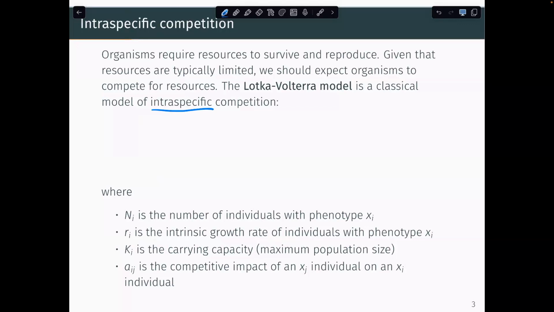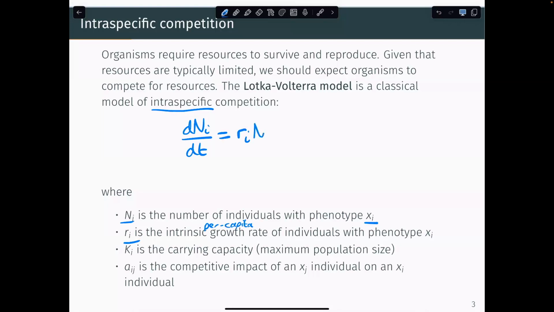Okay, so the equation for this is dn_i/dt, where n_i is the number of individuals with a particular phenotype. The phenotype I'm just going to refer to as x_i. So the rate of change of individuals with phenotype x_i is dn_i/dt. And this is going to be equal to r_i, which is the intrinsic growth rate of individuals with phenotype x_i. This should really be intrinsic per capita growth rate.